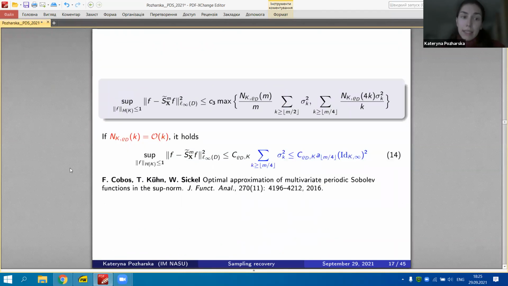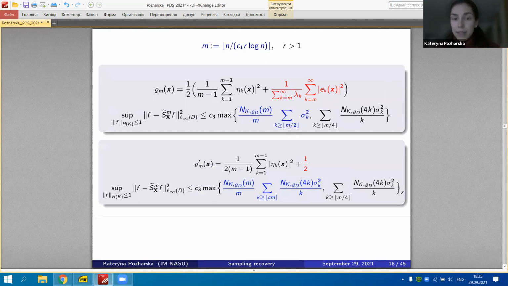And if our system is good, in the sense that our Christoffel functions behave like K, then we can write the upper bound in terms of these approximation numbers. In L infinity, here we use the result by Kobes, Kuhn and Zieken, and they got the estimate of singular numbers in terms of approximation numbers. And so here you have that it is greater or equal than GN sampling numbers. And here we have A approximation numbers.